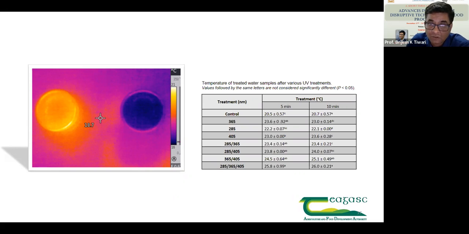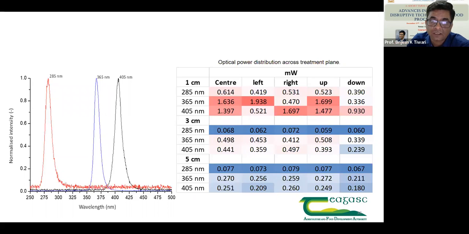So what was done was, again, with the changes in the temperature, control alone, with 365, 285, 405 wavelength, or a combination of these wavelengths. So this was the system which was designed. And then if you look at the optical power distribution across the treatment plane, at 1 centimeter, 3 centimeter, and 5 centimeter, that is the distance between the UV LED light and the surface. And these were the wavelength spectra. That means when it says 285 nanometer, it is not exactly 285, it is plus or minus 3 nanometers.